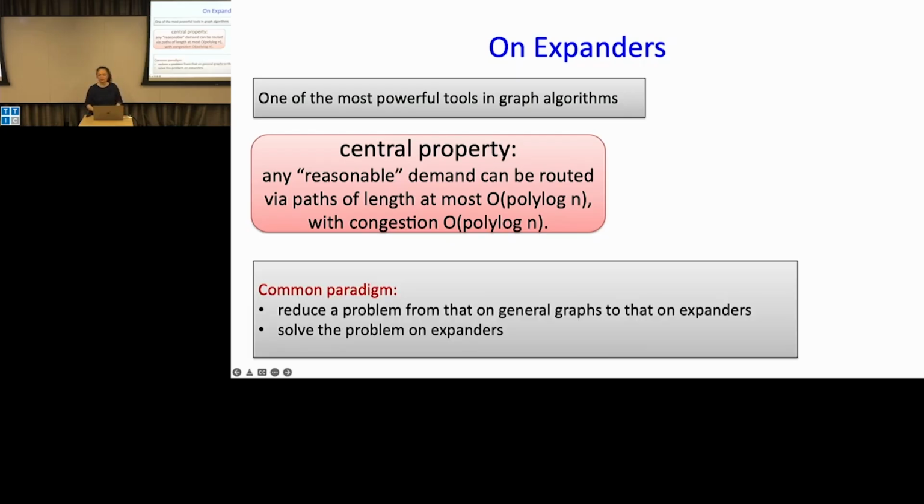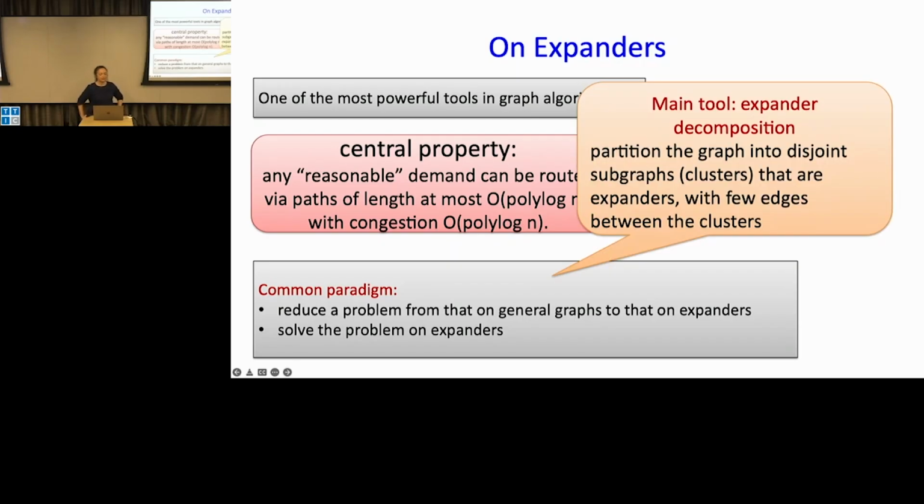Now, how are they usually used? Suppose we want to solve some problem on a general graph. What we can do is first reduce it to the same problem on expanders, and then solve on expanders, and often it's easier because of this property or some other good properties that expanders have. But how do we reduce a problem from a general graph to that on expanders? One of the main tools for doing this is called expander decomposition. This is when we take our input graph and break it into subgraphs that we call clusters, so that every cluster is an expander, and there are only a few edges connecting different clusters.